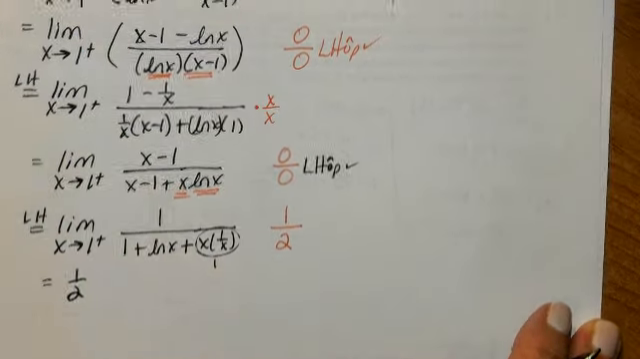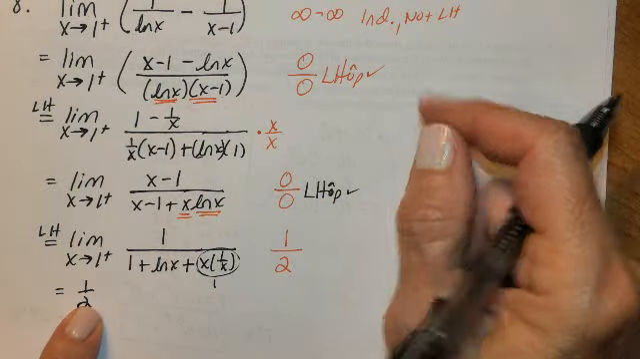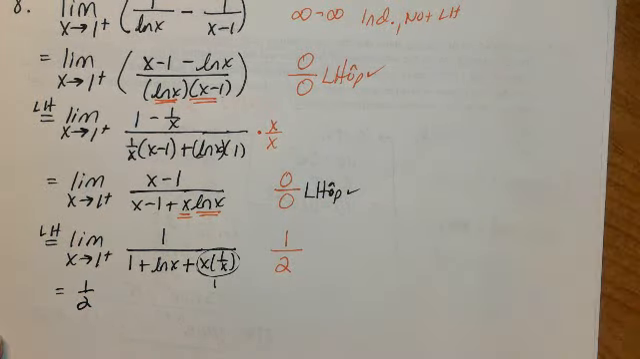So this time, infinity minus infinity was a half. You just never know. You just never know.